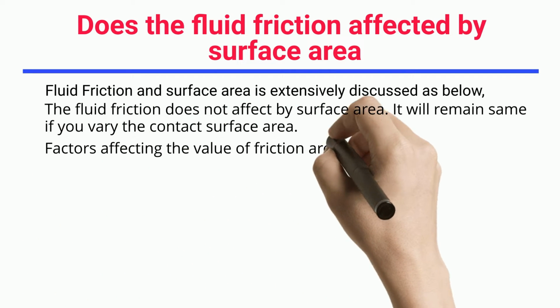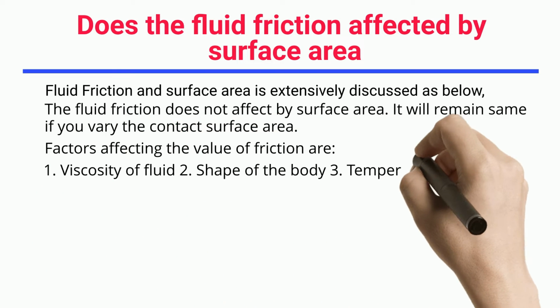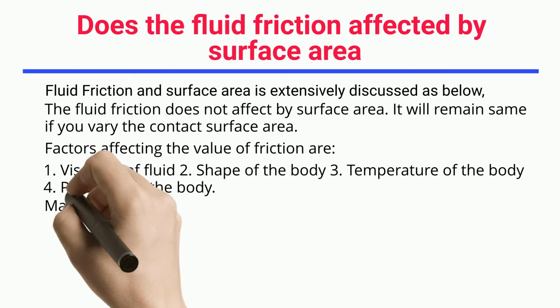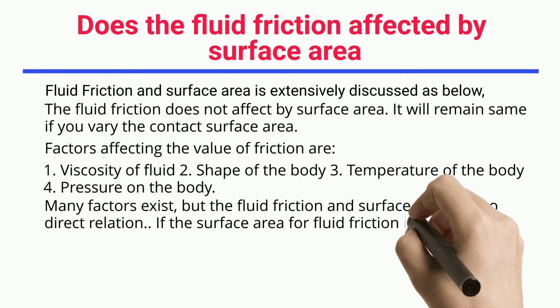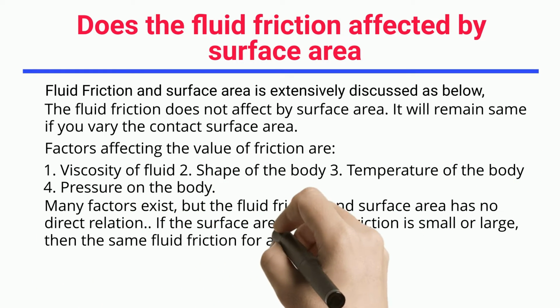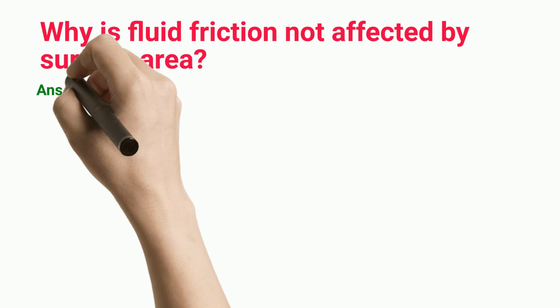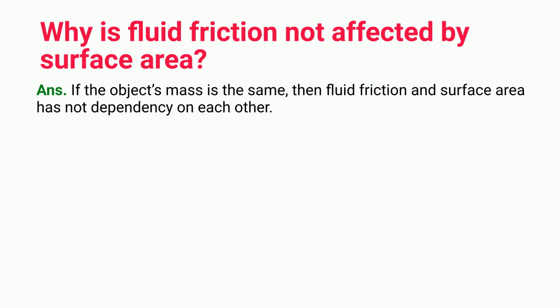Factors affecting the value of friction are: 1. Viscosity of the fluid. 2. Shape of the body. 3. Temperature of the body. 4. Pressure on the body. Now, fluid has no fixed shape, so the surface area is changed, but the total volume of the fluid is not changed, so overall fluid friction is not affected. Why is fluid friction not affected by surface area? If the object's mass is the same, then fluid friction and surface area have no dependency on each other.